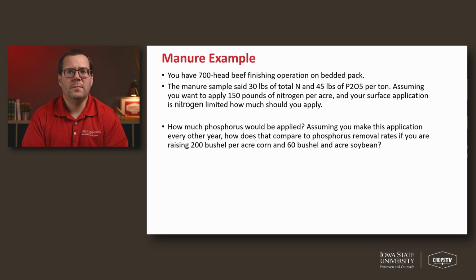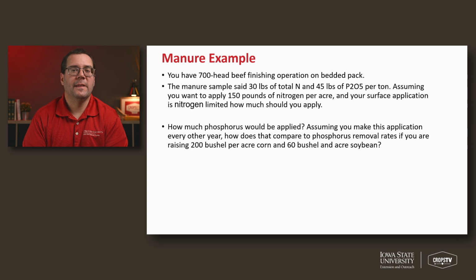Okay, just another example. Let's say we had a 700 head beef finishing operation working with a bedded pack. I give you some manure characteristics there: 30 pounds of nitrogen, 45 pounds of P2O5 per ton. You're going to want to put, in this case, on 150 pounds of nitrogen per acre. I was picking on a high range of MRTN essentially in that case. We're going to do surface application.